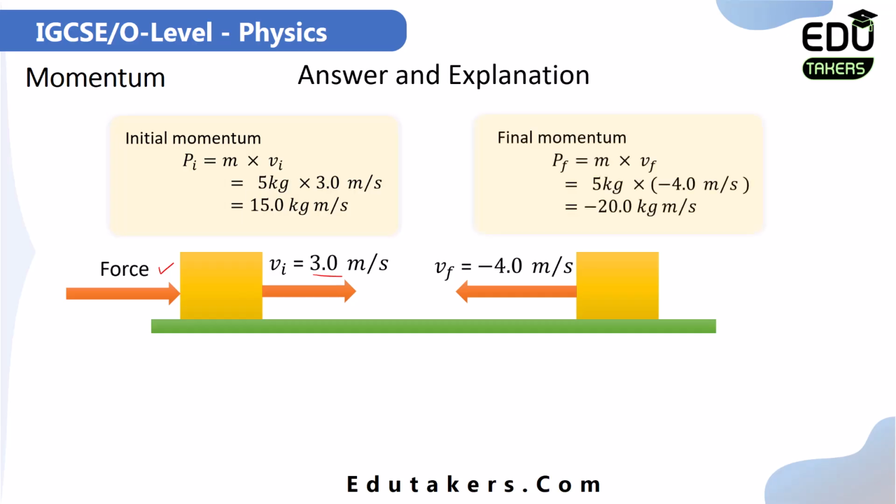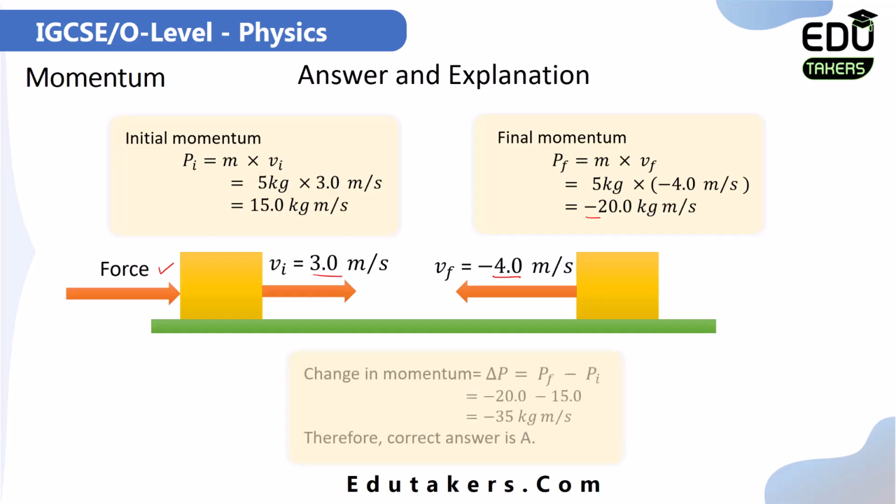After that, calculate the final momentum. P is equal to mv. Here mass is again 5 kg, but in this case the final velocity is minus 4 meters per second. That's why in the momentum there is a minus sign. It shows that the momentum in the final state is negative. So final momentum is minus 20 kilogram meters per second.